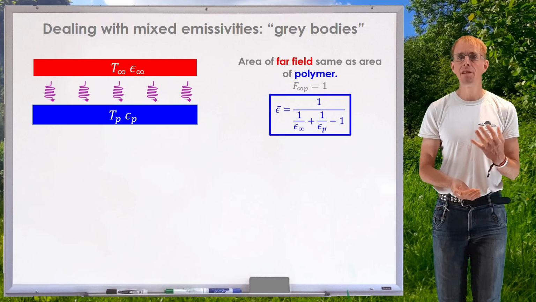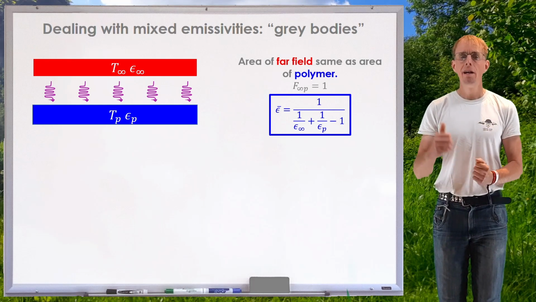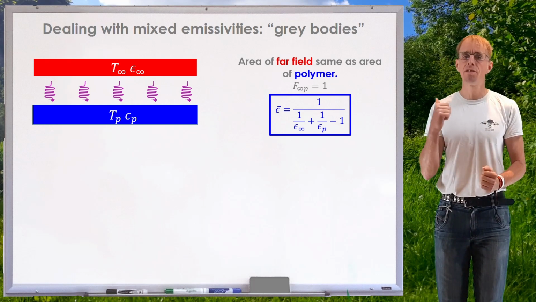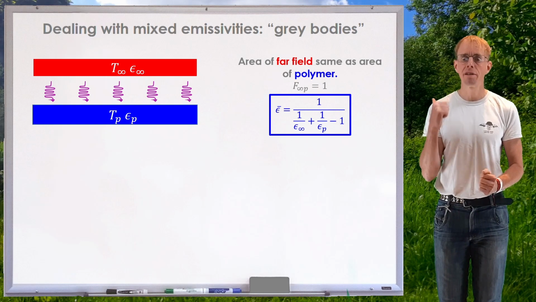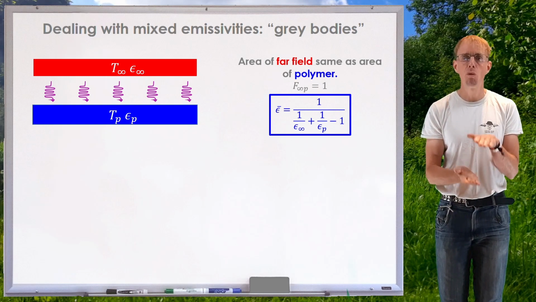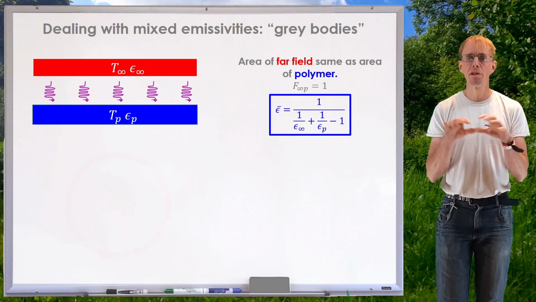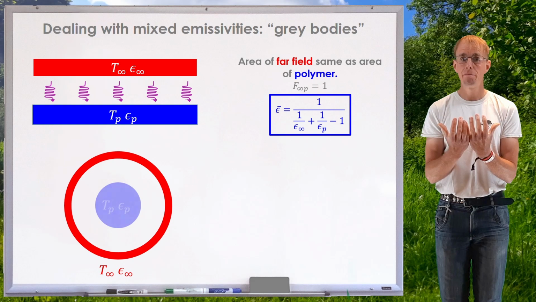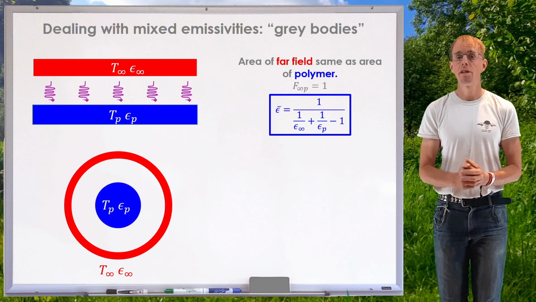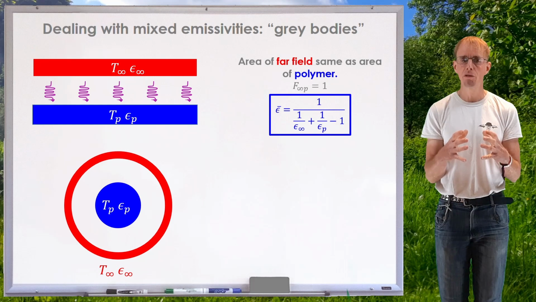Let's say the emissivity of the far field is different to the emissivity of the polymer. The effective emissivity of the system, therefore, can be calculated as shown by that equation on the board. So that is for a planar system. If we were to wrap this around on itself, as I said earlier, we could get a hot cylinder inside which there is a cold cylinder. The view factor is 1 because all of the cold can see the hot.